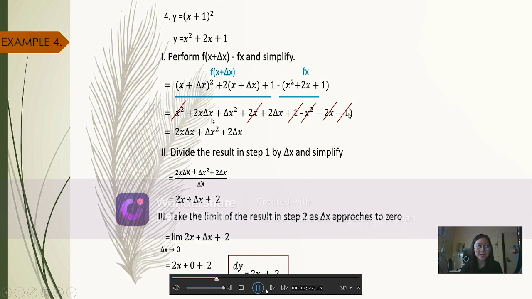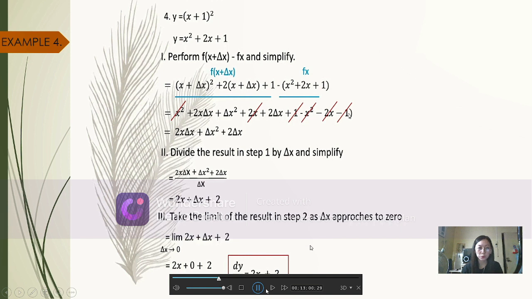So, write lang natin dito yung nakuha nating sagot sa step 1. Then, i-divide natin siya sa delta x. So, naging sagot is equal to 2x plus delta x plus 2. So, step 3, take the limit of the result in step 2 as delta x approaches 0. So, limit of 2x plus delta x plus 2 as delta x approaches 0. So, substitute lang ulit natin yung delta x sa 0. So, the final answer is dy over dx is equal to 2x plus 2.